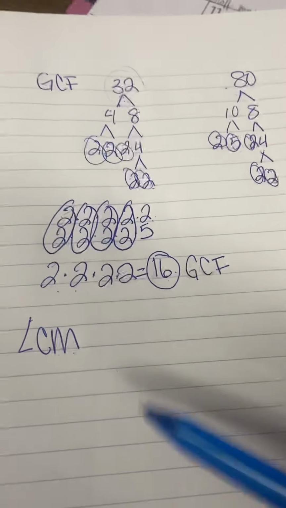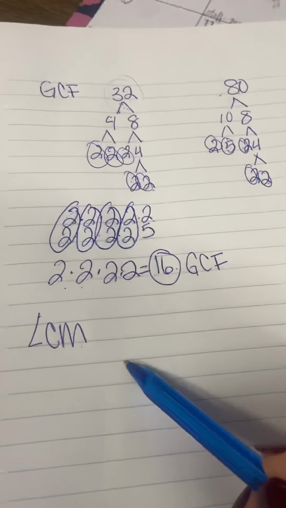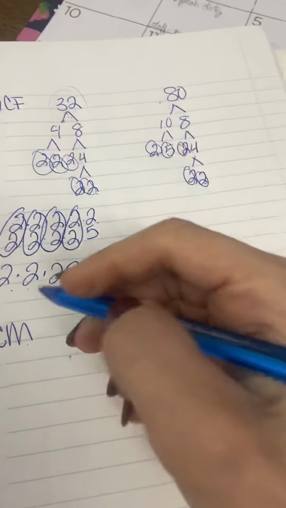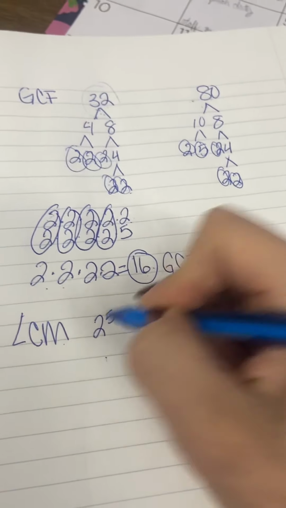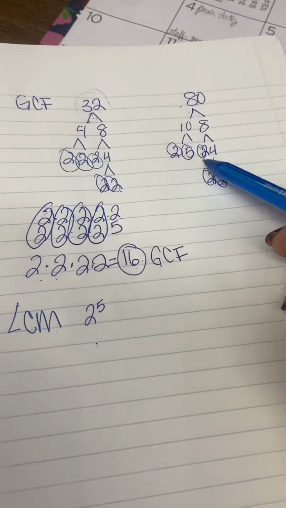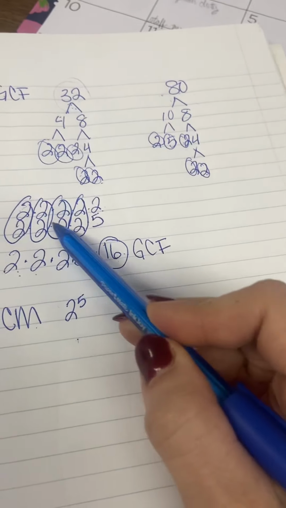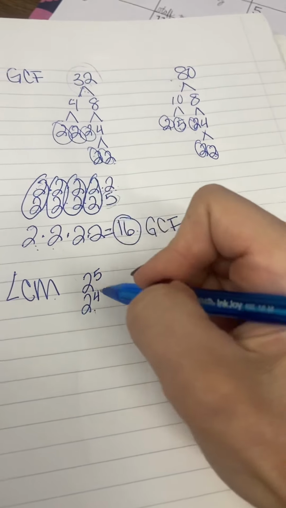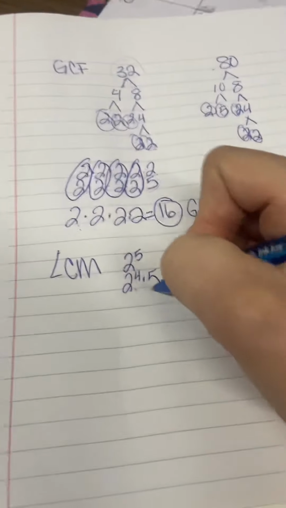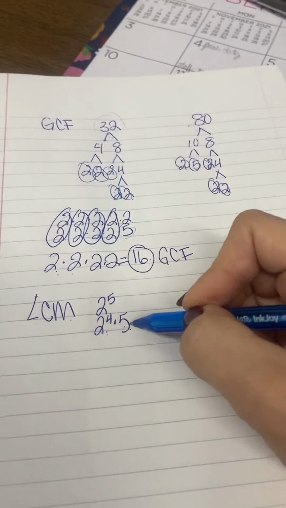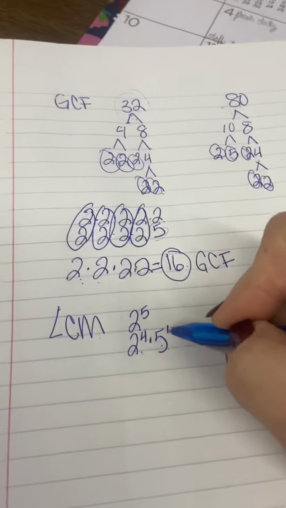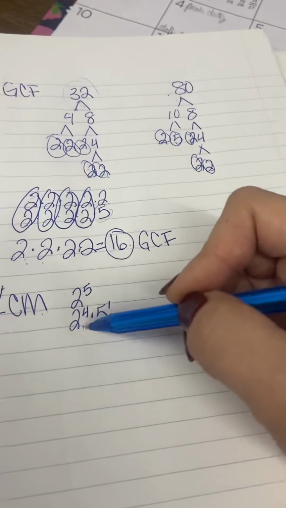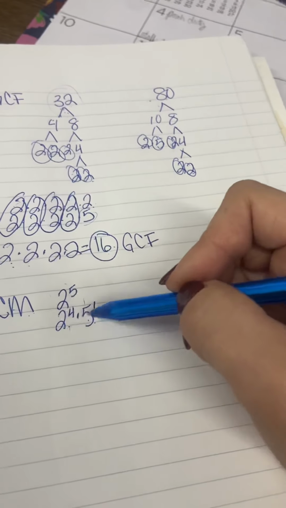How I do that is I do an exponential form. So I have 1, 2, 3, 4, 5. So it's 2 to the 5th power is 32. And 80 is 1, 2, 3, 4, 2 to the 4th power and 5. Okay, whenever you have a single number, that is always to the 1st power.